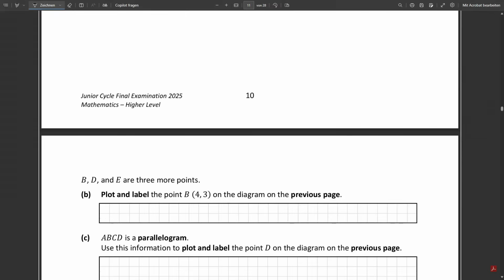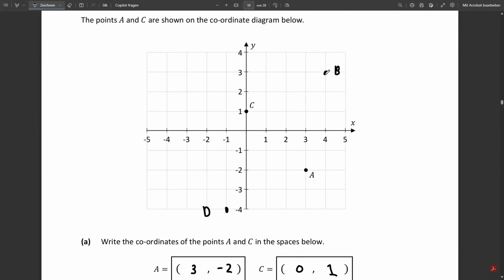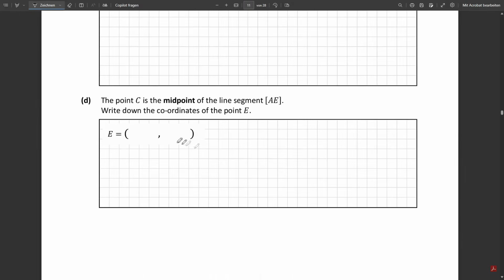You can kind of see. I guess another thing you could have done is you could have gotten your ruler and slid your ruler across, or if you got your ruler and a set square to get parallel lines, whatever way works. Then C is the midpoint of AE, write down the coordinates of E.